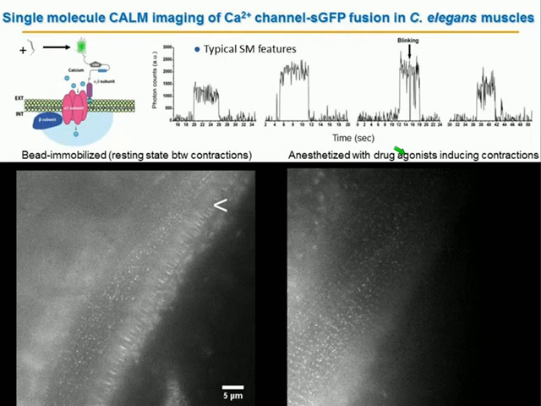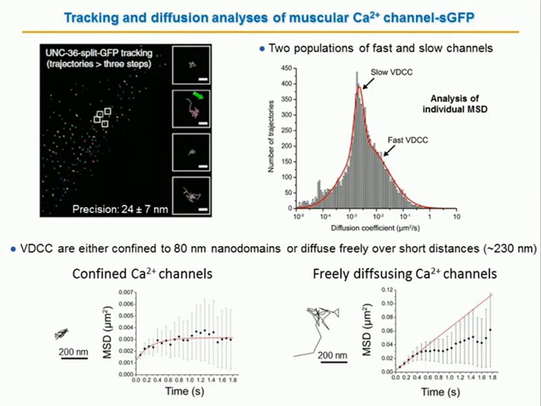Here I should mention, before I move to the next slides, that we have typical single molecule features such as blinking, which basically confirm that indeed we're looking at individual channels in the live worm. So here are a few examples of trajectories that we obtain. And we can build statistics to analyze the diffusion coefficient of these different channels. In general, we find two populations of channels: slow diffusing channels as well as fast diffusing channels.